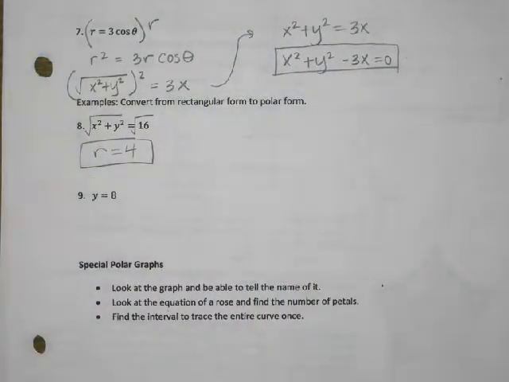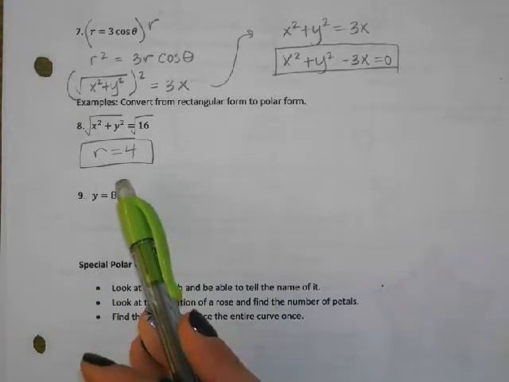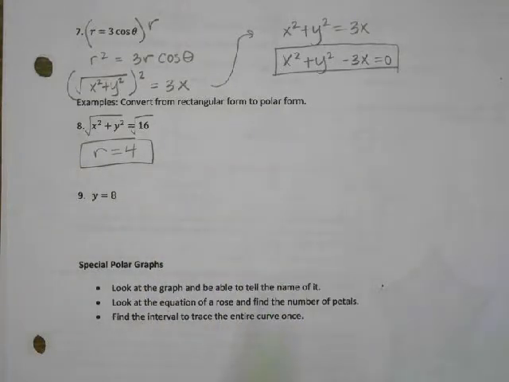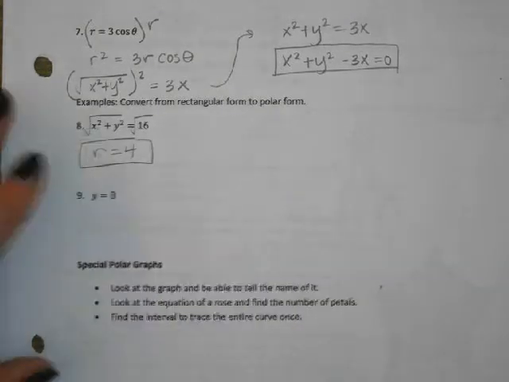Good. It's a recognizable equation because the r is isolated, and I recognize it from the previous page. What is this? It's a circle. Recognizable equation. Okay, how about this one?